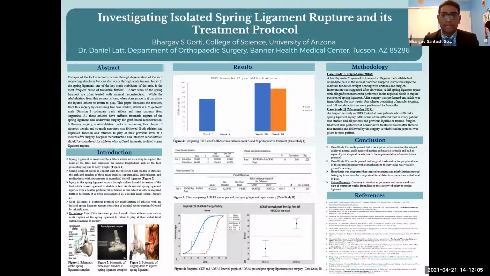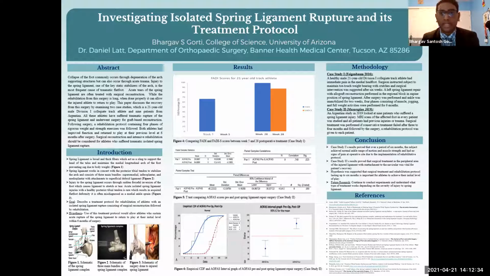The goal or objective for this thesis is to describe a treatment protocol for rehabilitation of athletes with an isolated spring ligament rupture, consisting of a surgical reconstruction followed by rehabilitation. My hypothesis is that the use of this treatment protocol would allow athletes who sustain acute rupture of the spring ligament to return to play at their initial level within 6 months of surgery.